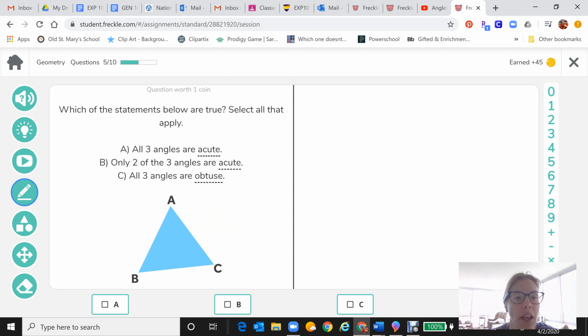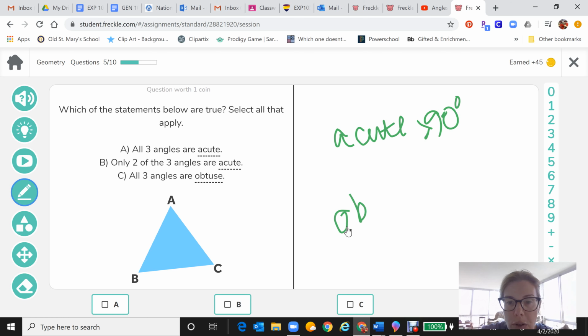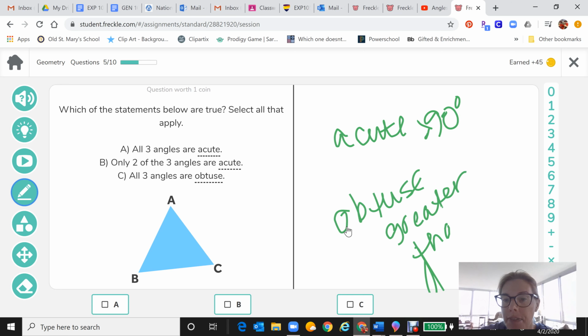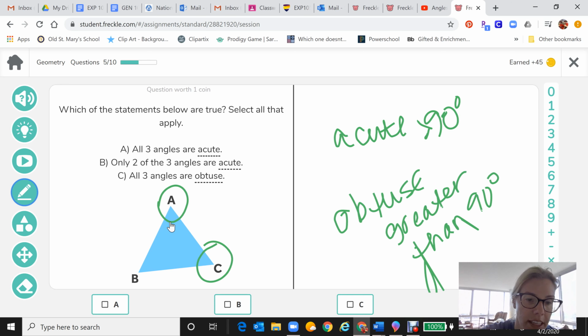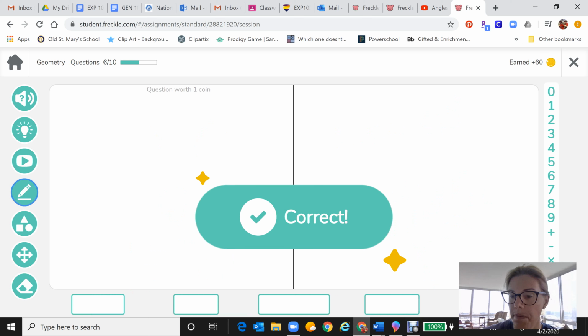Okay, which of the statements below is true? Select all that apply. All 3 angles are acute, meaning all 3 angles are less than 90. Remember, acute is less than 90. 2 of the 3 angles are acute, and all 3 angles are obtuse. Obtuse, greater than 90. Okay, so let's look at that. So if I'm looking at this triangle, each one of these angles is less than 90 degrees. Each one is less. So that means they are all acute, all 3 angles. So I would say A for this one.